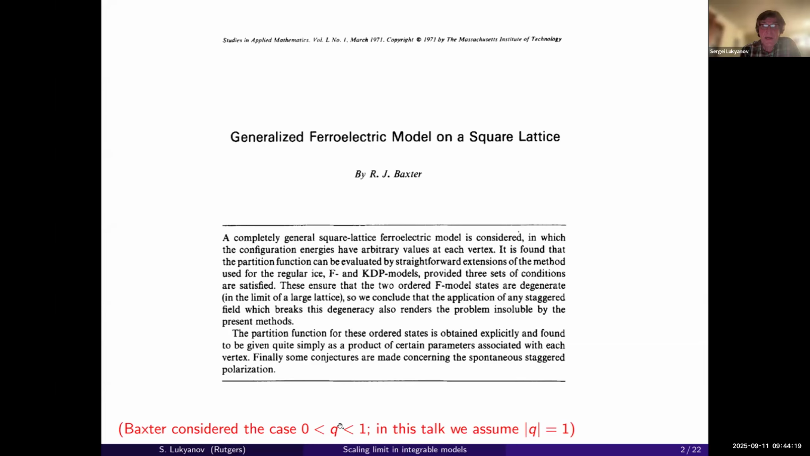which characterizes the parameter q, which is usually known as the anisotropy parameter, when this parameter is real. My talk will focus on the case when this anisotropy parameter is a unimodular number, and the physics is very different. At least for me, it has always been confusing. So this is a remark.